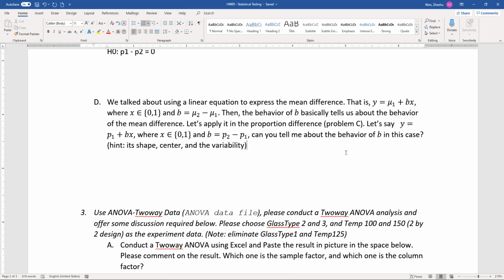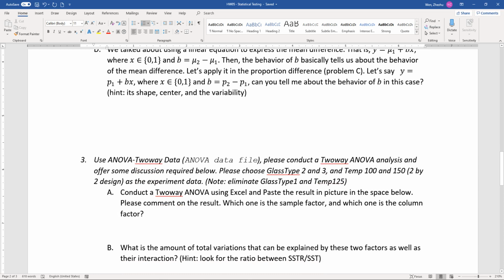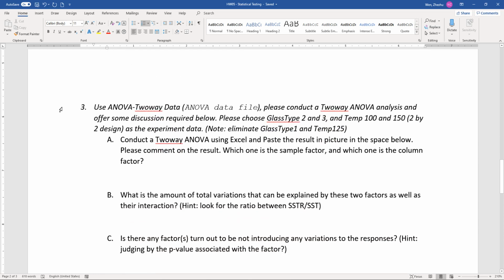Okay, if you don't remember, just go back and take a look at the recording one more time, and you should have no problem figuring this out. If it still confuses you, let me know. Okay, we can talk. Number 3 is about the ANOVA.